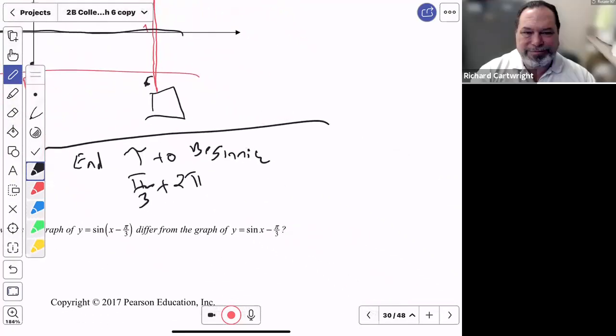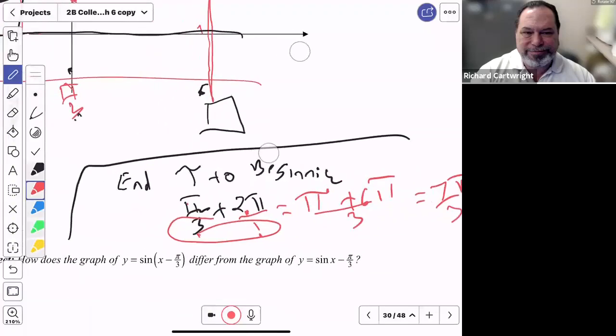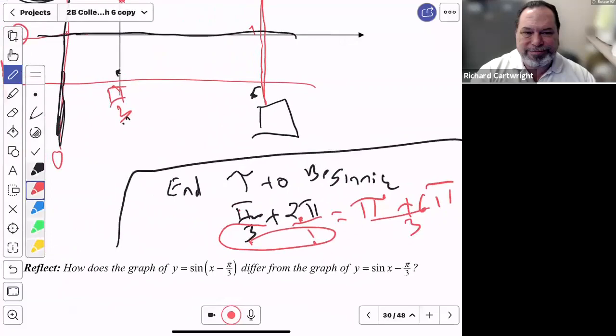And how do I do that math? I put a 1 under here. They're not the same denominator. So 1 times pi is pi. 3 times 2 pi is 6 pi. So I'm adding 6 pi divided by the product of the 2 denominators, 3. That turns into 7 pi over 3. This one starts at pi over 3 and ends in 7 pi over 3.